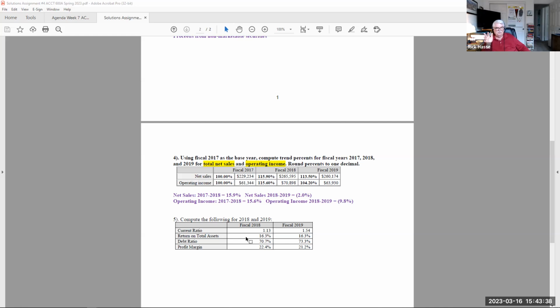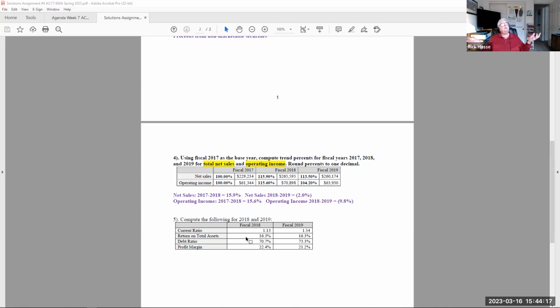And then in question 5, most of us did pretty well on this. What is the current ratio? Current assets divided by current liabilities. What is the return on total assets? Net income divided by total assets. What is the debt ratio? Total debt divided by total assets. And what is the profit margin? The net income divided by the amount of sales, or total revenues of the year. And there are the numbers for 2018 and 19. Everybody did very good on that. If you were just off one or two numbers, there was not a problem with that, but that's the general area of what I was looking for.